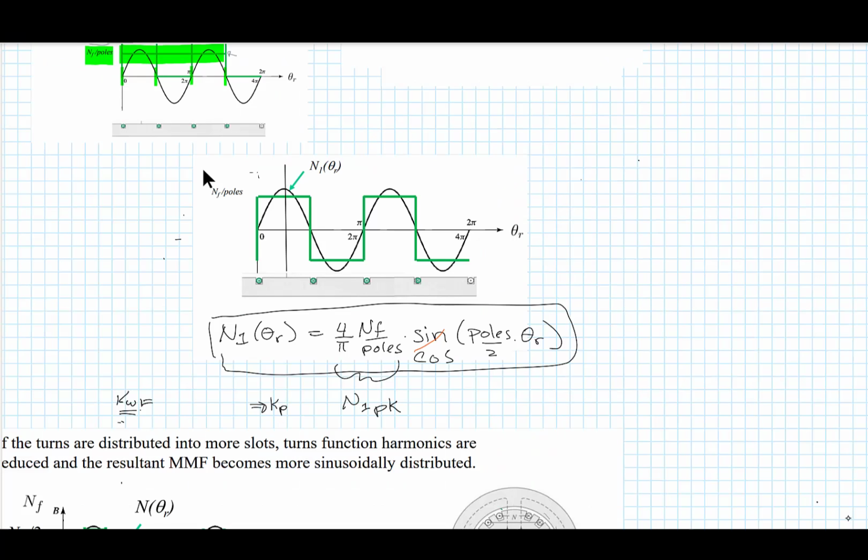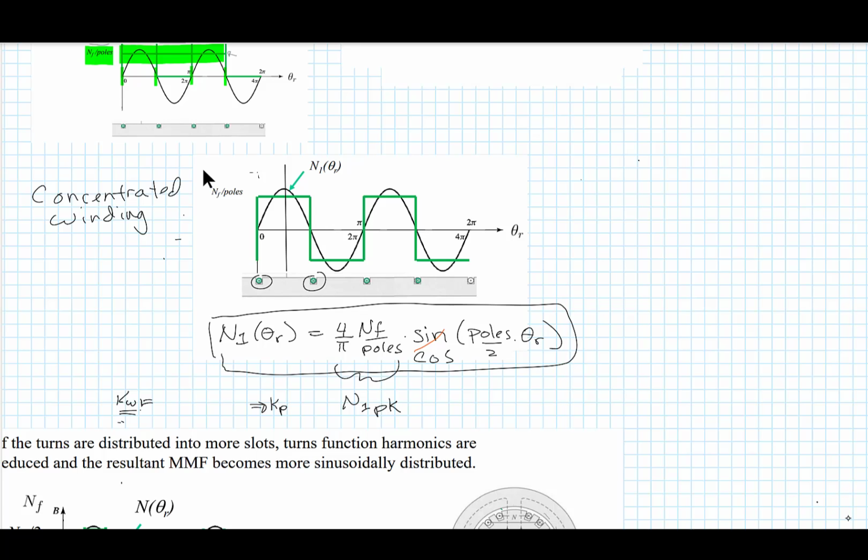So what I want to do right now is drill down a little bit more on this turns function and analyze it a little bit. We have talked about the fact that this machine is a concentrated winding machine, which means that all of the turns are concentrated inside of a single slot for the supply and a single slot for the return for each pole.